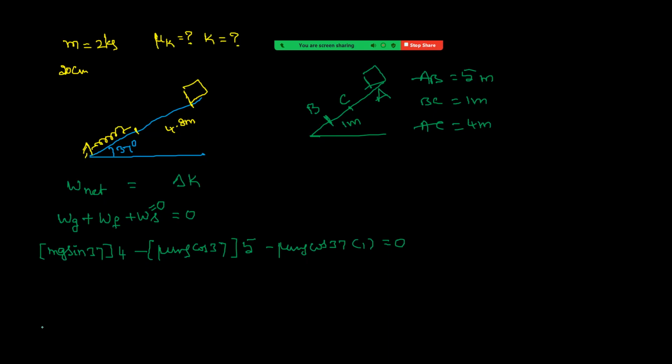Throughout, mg gets cancelled. Remaining is just the calculation part. mg cancelled. Sin 37 is 3 by 5, into 4, that is equal to the sum of these two. Here mu is there, here also mu is there, cos 37. So mu into cos 37, which is 4 by 5, into 5 plus 1, total is 6. The 5 gets cancelled, the 4 cancelled. Mu equal to 3 by 6, that is 1 by 2. That is our answer.